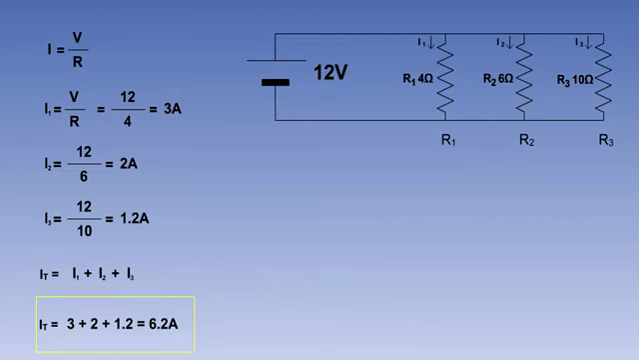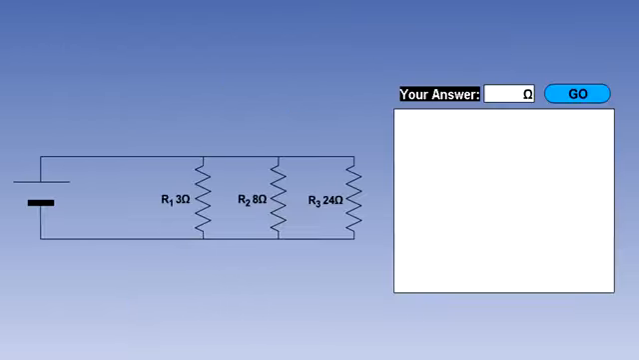According to Kirchhoff's first law, the total current flowing in the circuit, IT, is the sum of these three currents, which is 6.2 amps. The same answer as we got when we used the total resistance. Now you can try one for yourself. Work out the total resistance of this circuit, enter it in the box, and press Go.